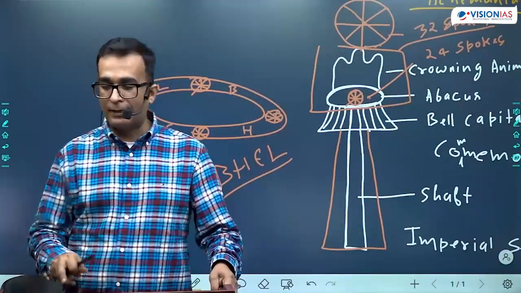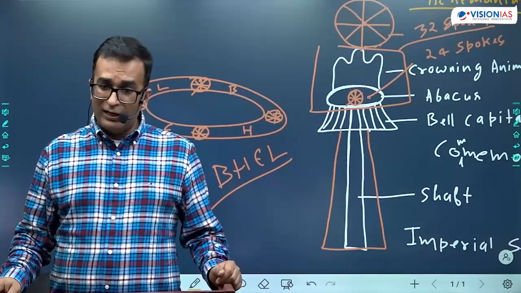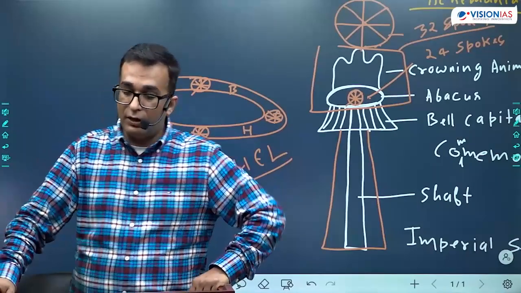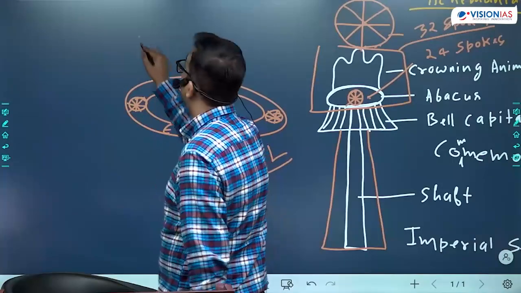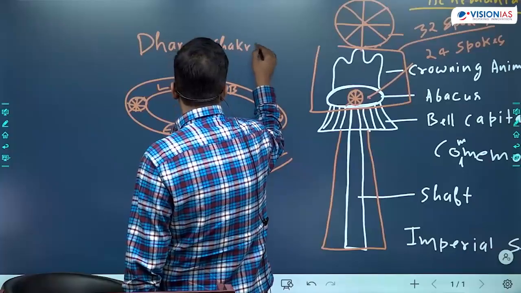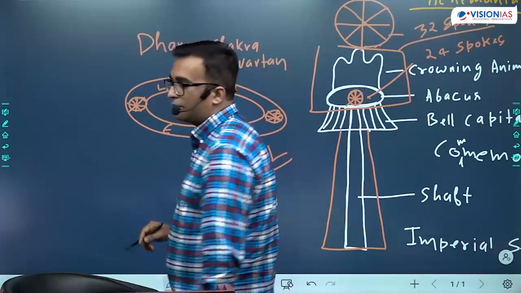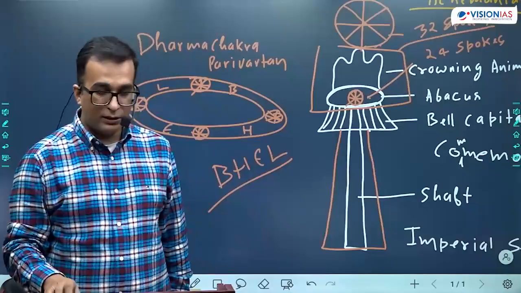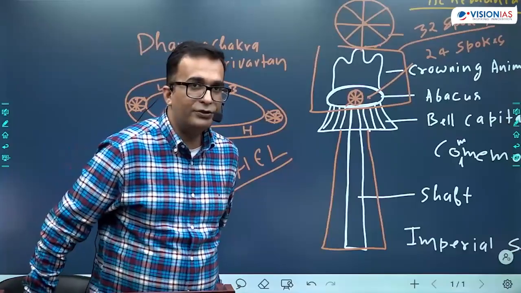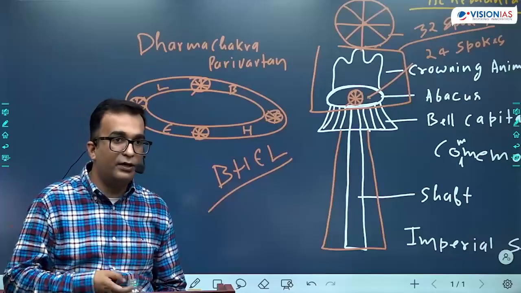Write once: Sarnath pillar is indicative of dharma chakra parivartan, and in brackets you can mention turning the wheel of religion. Wheel of religion. Full stop.